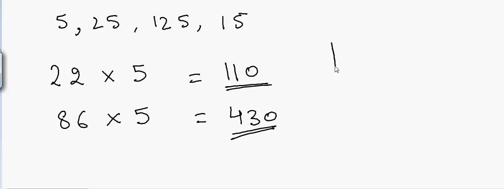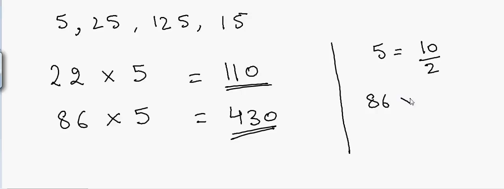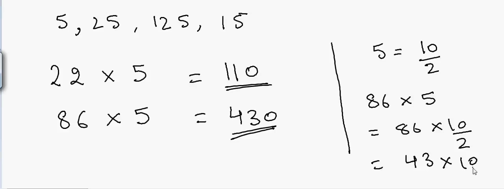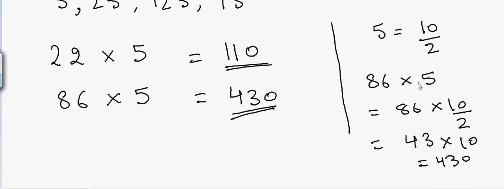So this is the concept. The concept is very easy. 5 is equal to 10 divided by 2. So in a way, if I multiply 86 by 5, that is equal to 86 into 10 divided by 2. So that will be equal to 43 into 10, which is equal to 430. As you can see, this is nothing new, and most people already know this, but we don't remember these concepts when we are doing some calculations in the exam or in the market. So it's very handy if you remember this kind of concept.